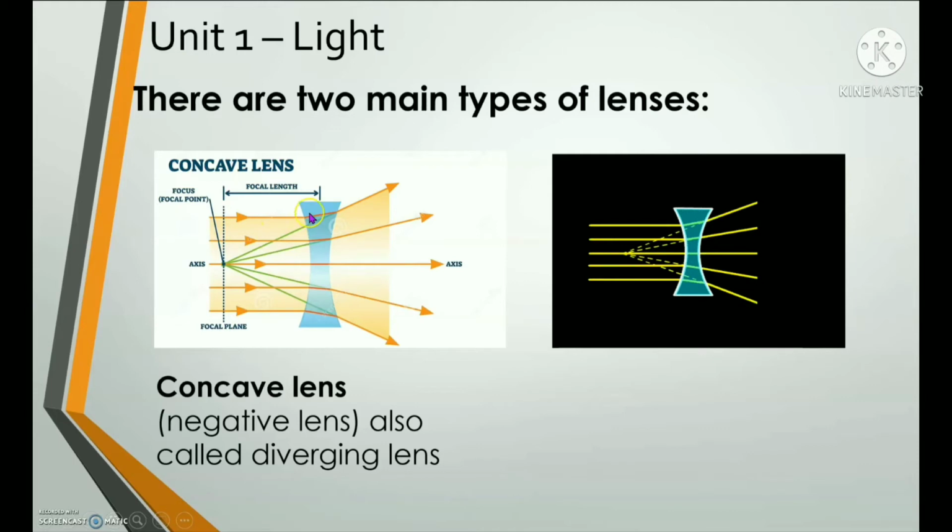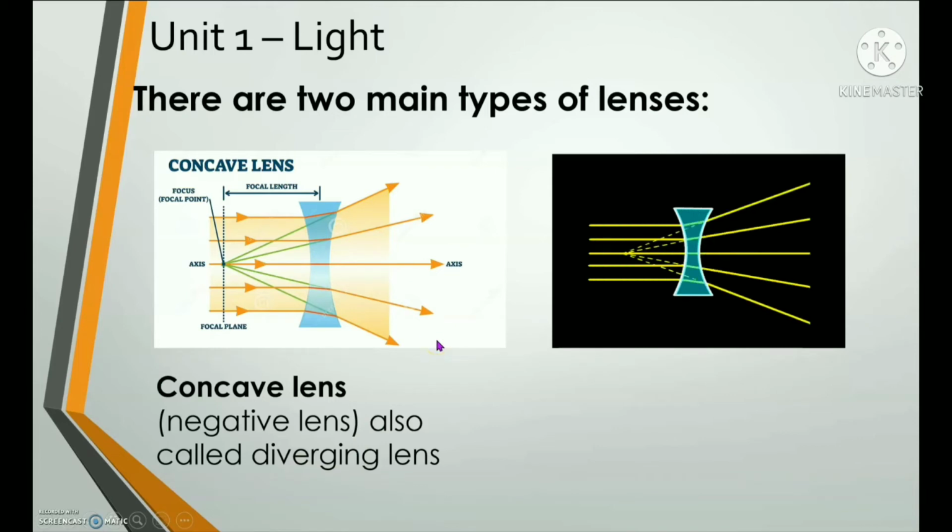Okay, so when they enter the concave lens, the light rays will slightly bend toward the normal line. So all the light rays, when they enter the concave lens, after refraction, the refracted rays diverge, meaning they go away from each other. Okay, so that's what it means. Diverge means they go away from each other.